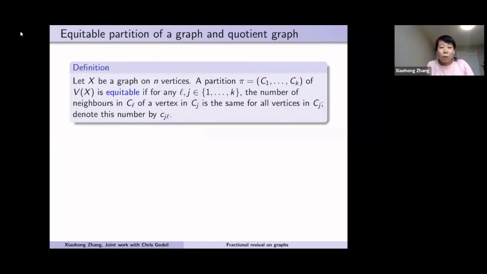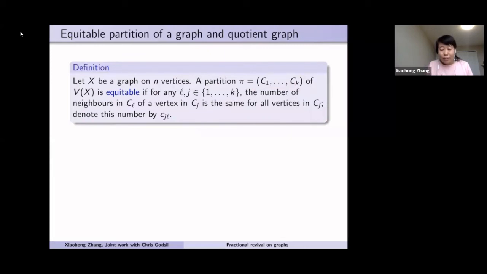So when this holds, we see the partition is equitable. And we denote this number by CGL, CLG maybe. Yeah, swapped them. So one thing we might be thinking is that we can make use of those parameters to construct a smaller graph, use those cells as the vertices, and connect two vertices with an arc of weight CGL between the two cells. In general, CGL and CLG might not be equal to each other, and we end up with a directed graph.